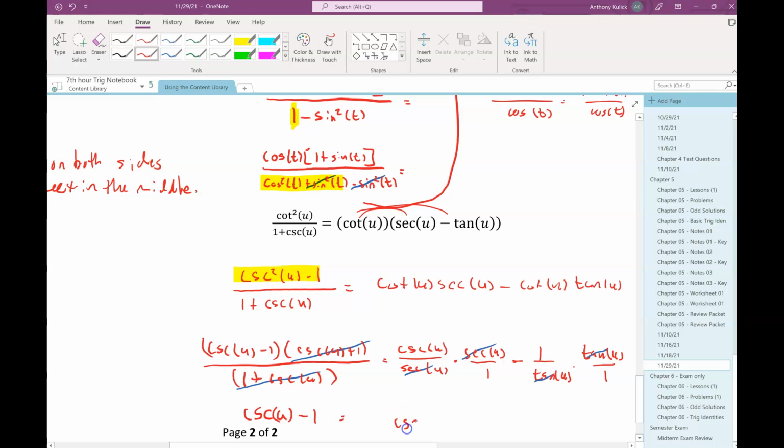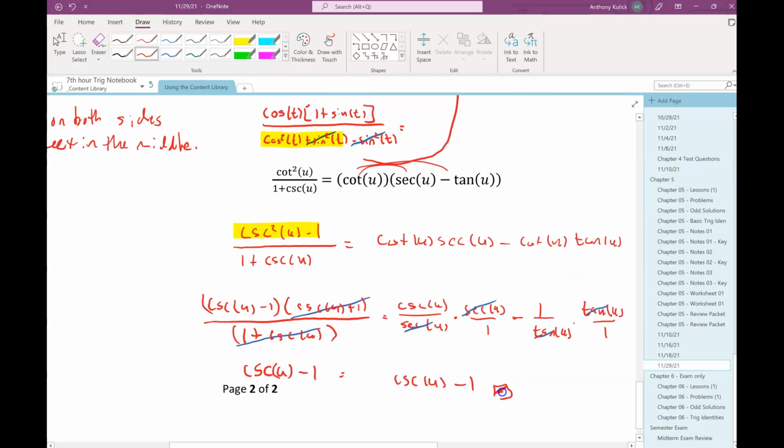That leaves me with cosecant u minus 1. Very nice. So if you're getting stuck trying to get one side equal to the other, maybe you just stop where you're at and jump to the other side and try to work that to get to where you left off. Or even somewhere along the way, right? If at any point you get any two of the parts or two of the sides equal, you're good to go. Does that make sense?